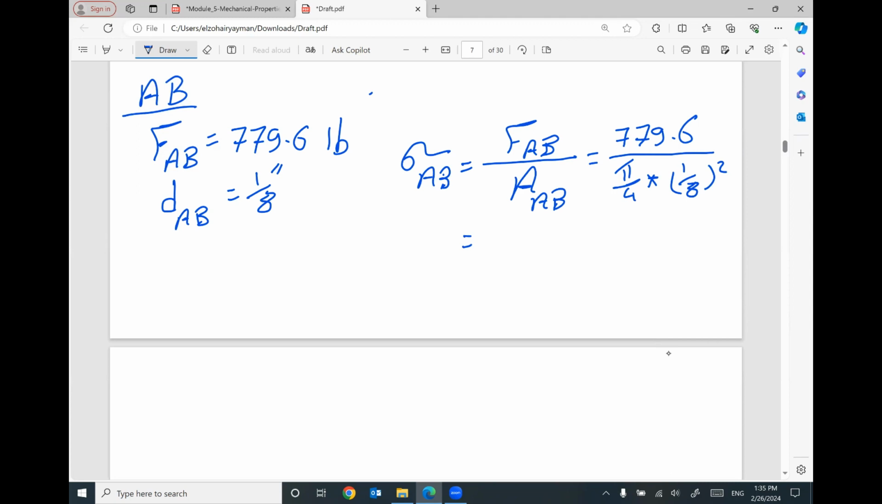So this stress will be pi divided by 4 times 1/8 squared, and this force will be 63527.5 pound per square inch or PSI. If you would like to convert it to KSI, I will divide it by 1000. It will be 63.5 KSI.